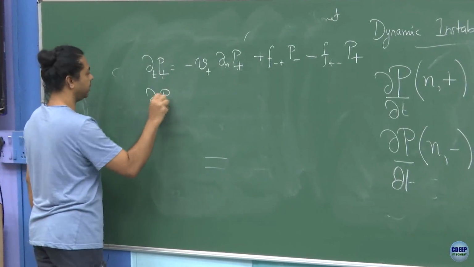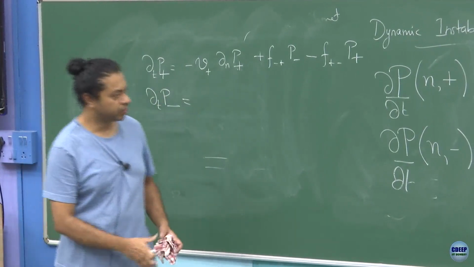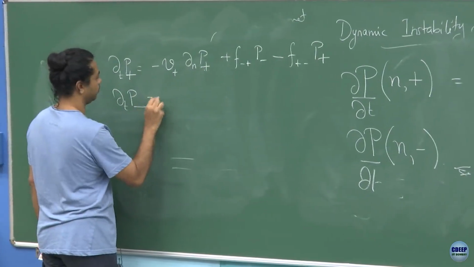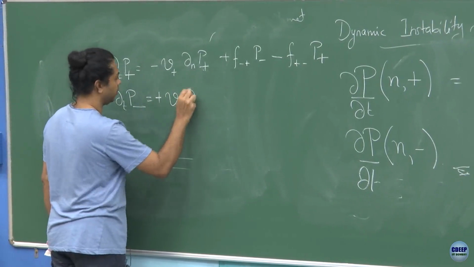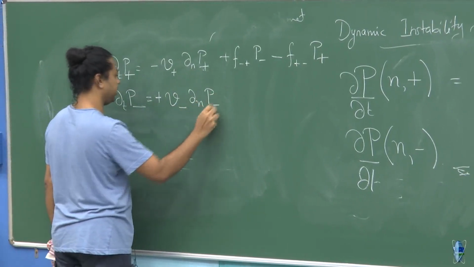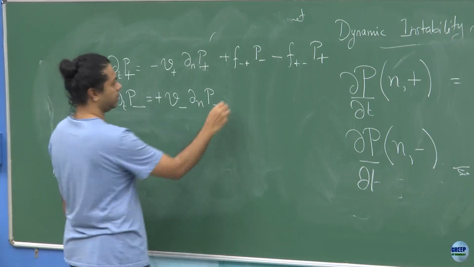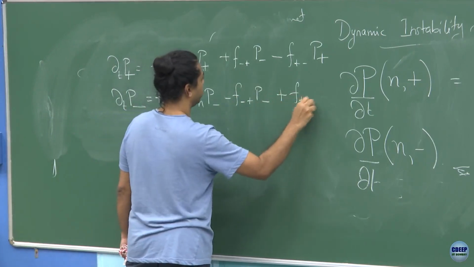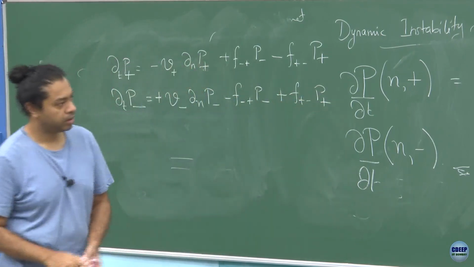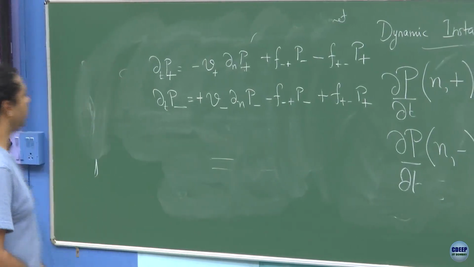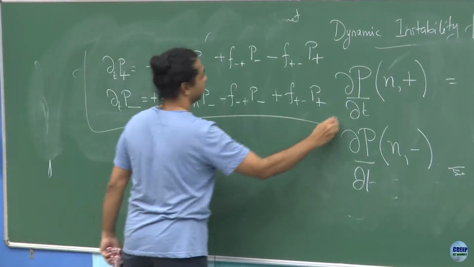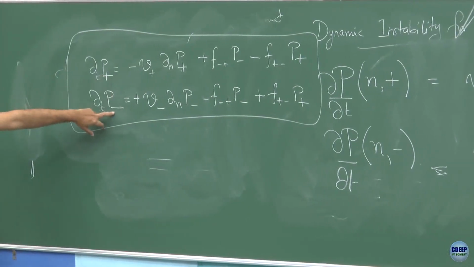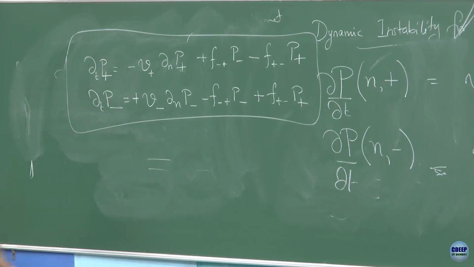then del T P minus is equal to plus V minus del n P minus, F minus plus P minus plus F plus minus P plus. So, I get this equation for the probabilities of the microtubule to be in the plus state and the minus state with n subunits. Okay.